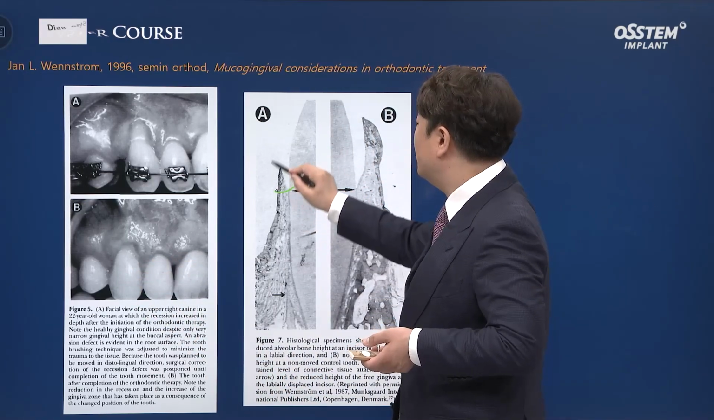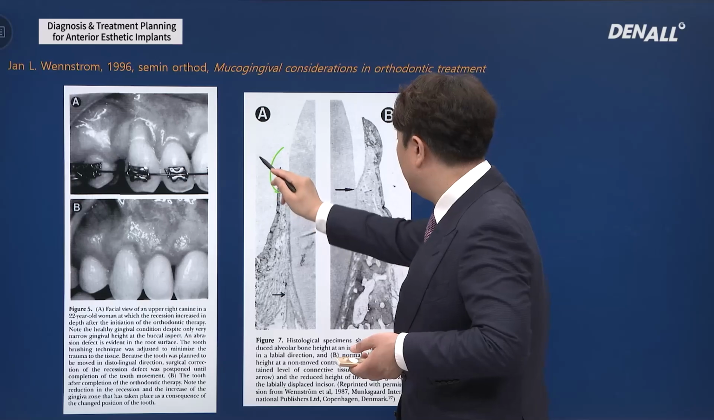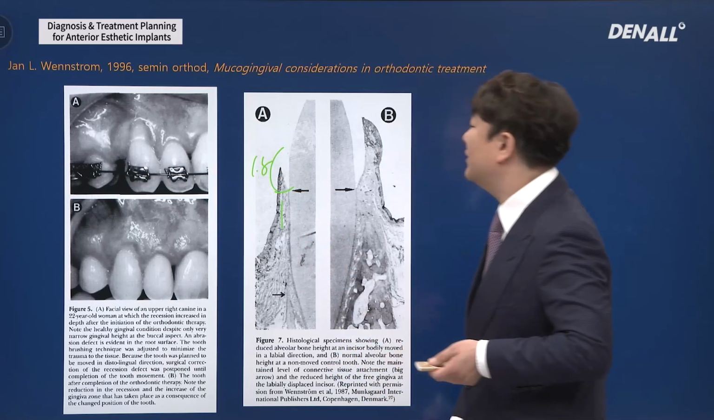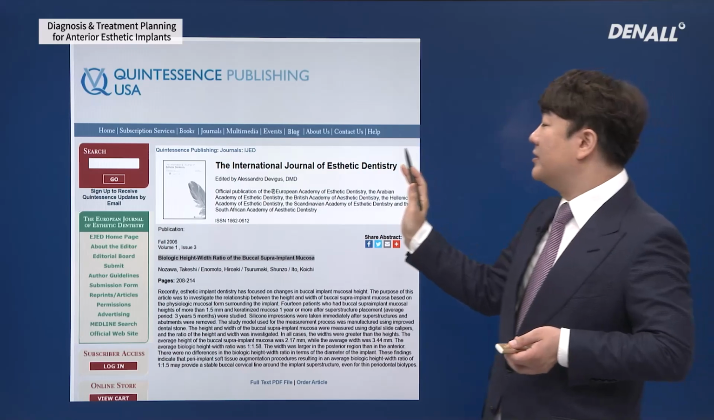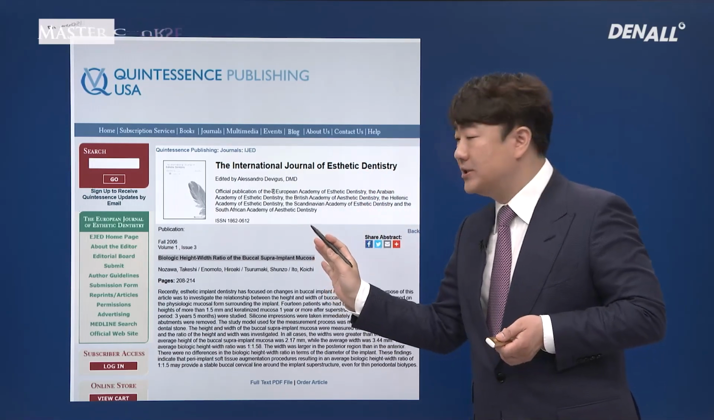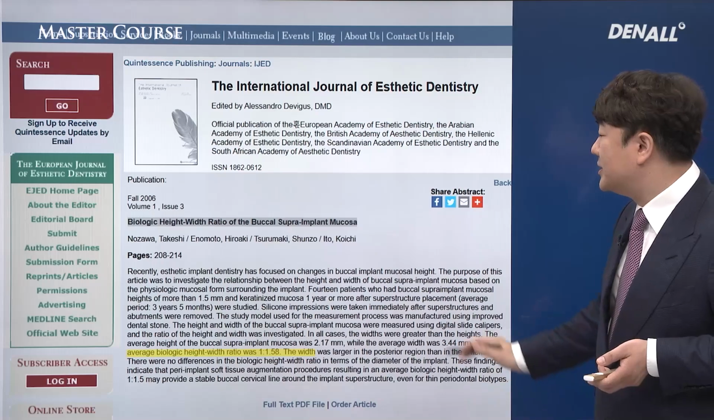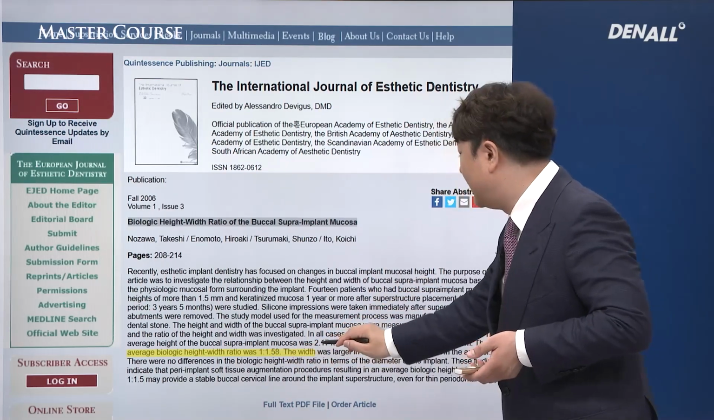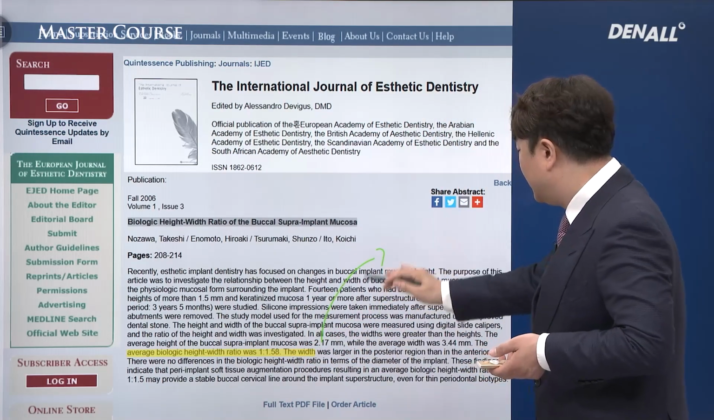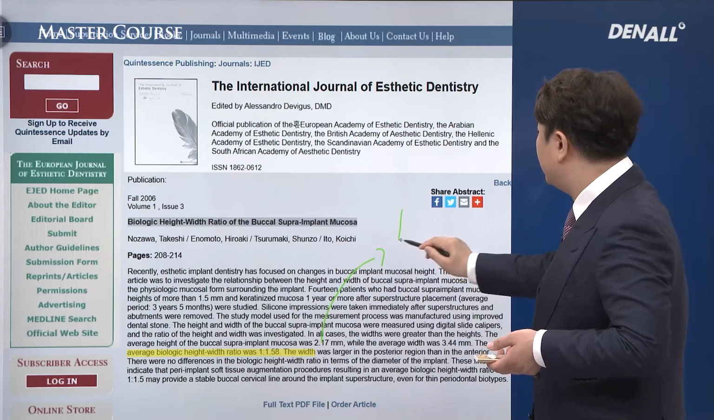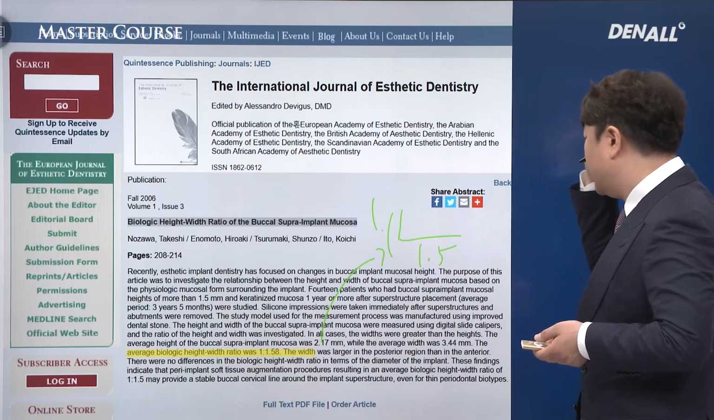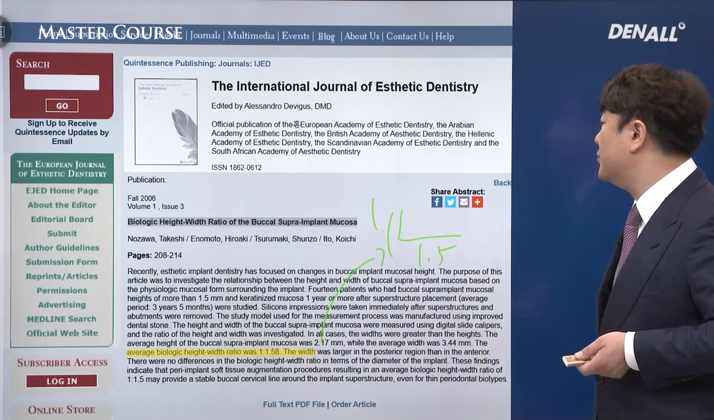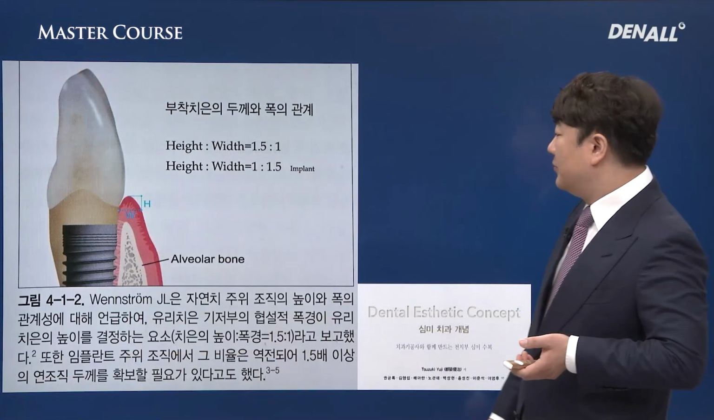In terms of natural tooth, the ratio between width and height is 1 to 1.5. This is from Nozawa's 2006 paper, which I couldn't find, but it shows that as for implant, when the width is 1.5, the gingival height is 1. So the ratio is reversed compared to previous literature. The evidence level may not be high, but it's worth considering.